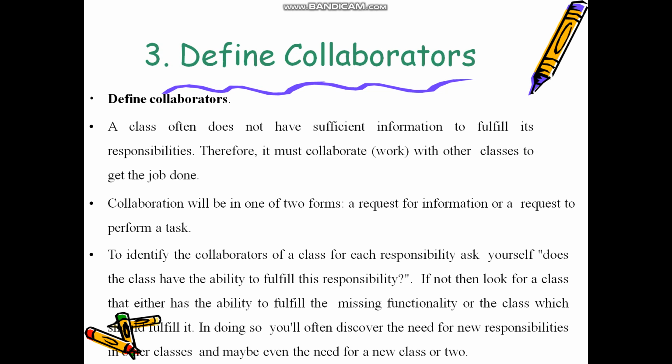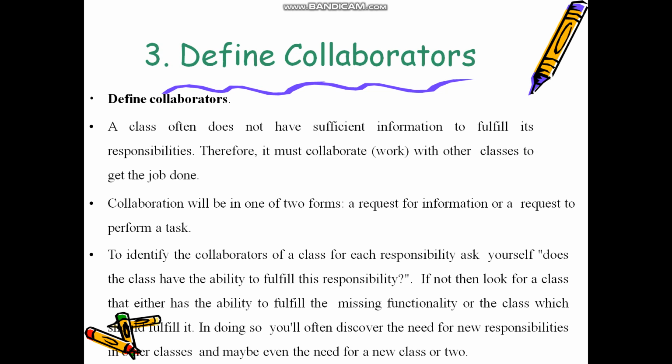To identify the collaborators of a class, for each responsibility, ask yourself, does the class have the ability to fulfill this responsibility? If not, look for a class that either has the ability to fulfill the missing functionality or should fulfill it. In doing so, you will often discover the need for new responsibilities, and that may even mean the need for a new class or two.